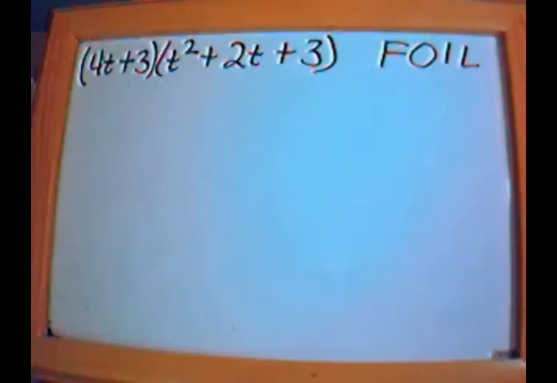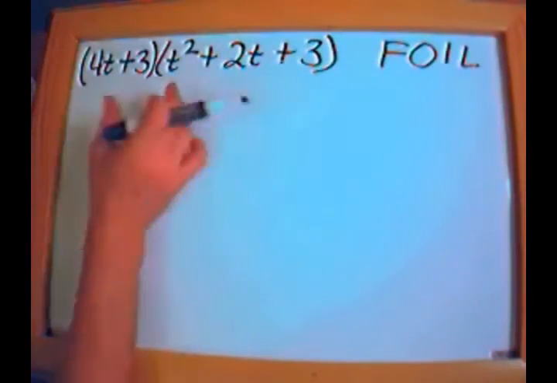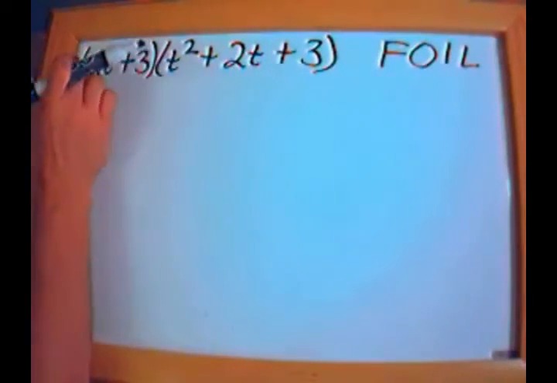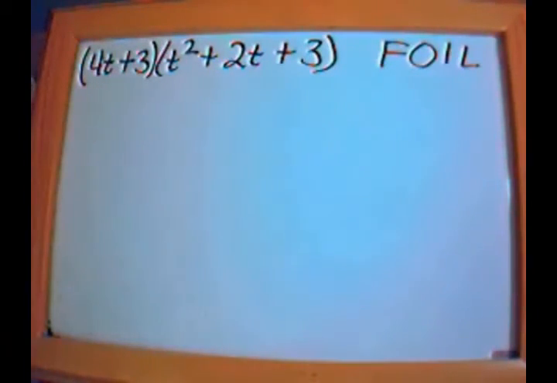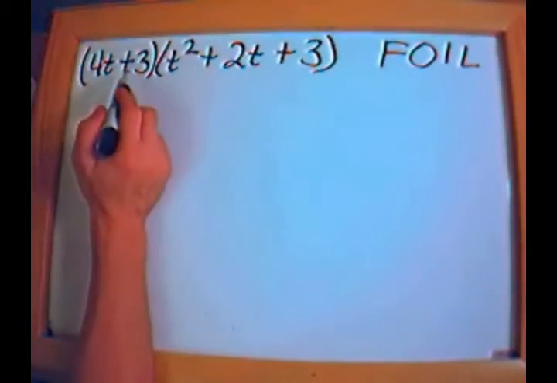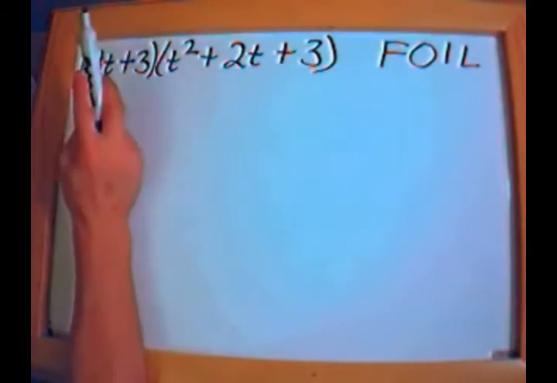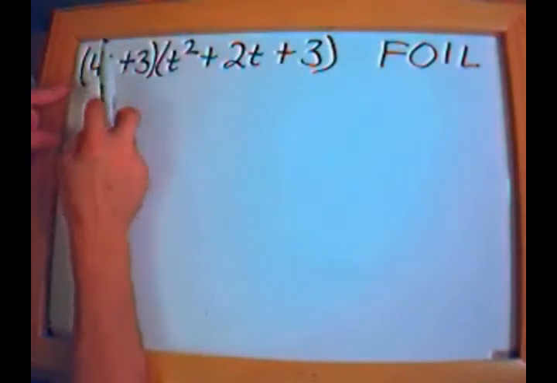How the heck are you going to do that? You can't really use the FOIL method because it's not of the form something plus something times something plus something. You've got an extra plus in here. So at first glance it's like, geez, how am I going to do that? And the answer is very carefully. But what I want to show you is what we're doing mathematically, and this is sort of equivalent to how I explained how FOIL works in the first place.